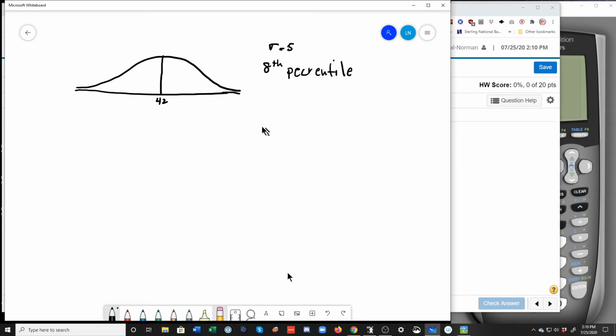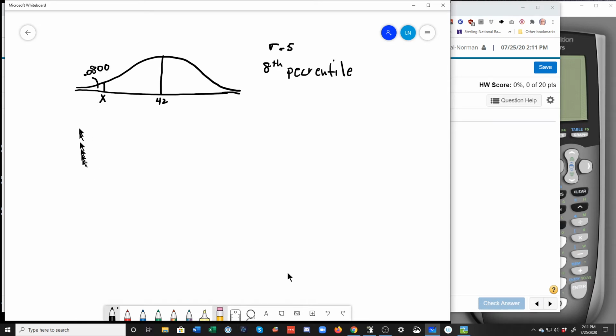So remember, what's a percentile? That is the percentage below a certain score. So the 8th percentile, 8% is below 50%, so that's going to be on the left-hand side. So we're basically looking for a cutoff over here and an x value. This 8th percentile means 8% of the curve, so that is 0.08.